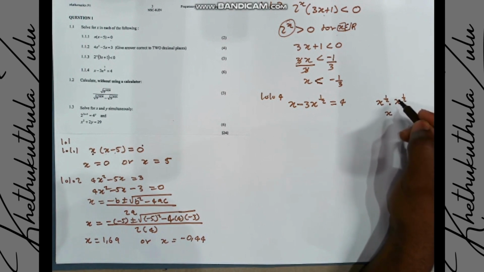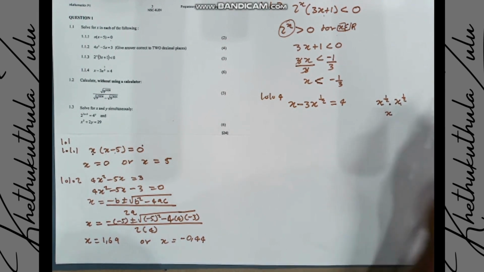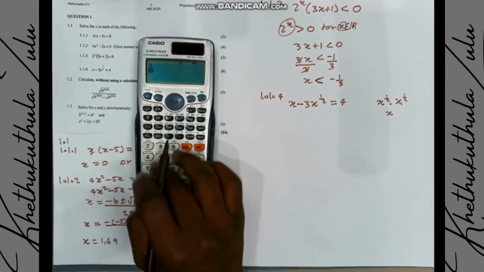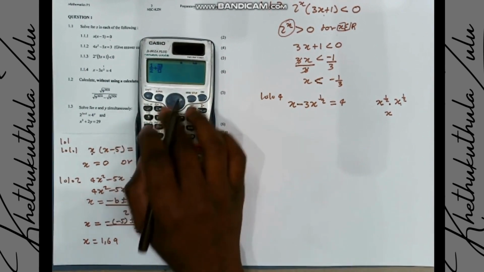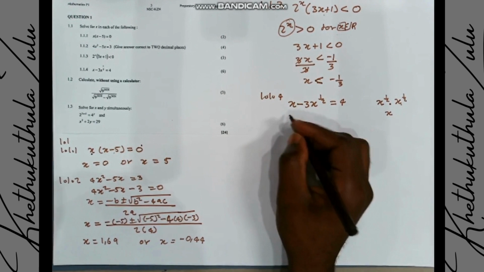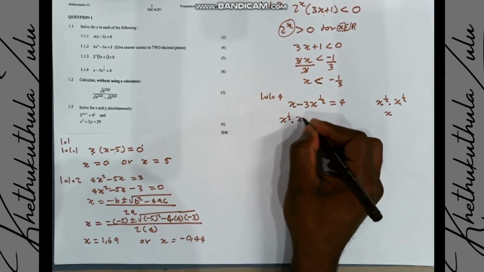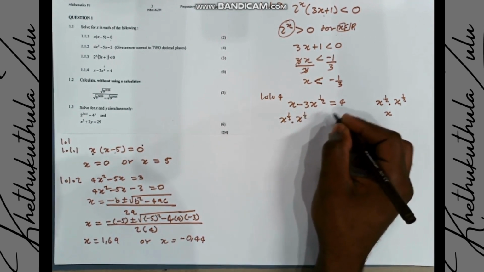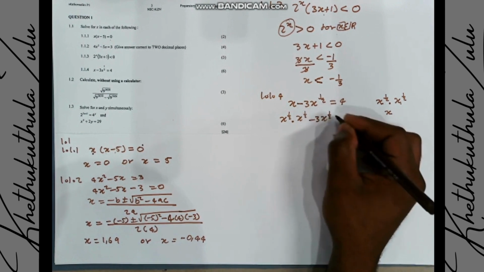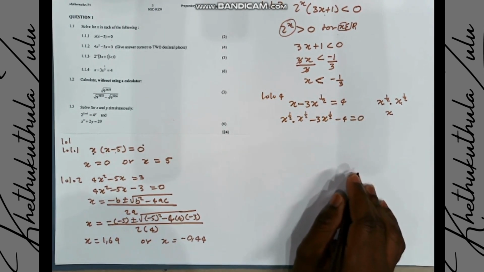Because I'm going to add the exponents, which is going to make this thing 1: 1 over 2 plus 1 over 2 is just 1. So I can separate this by saying x^(1/2) times x^(1/2), minus 3 times x^(1/2), and take this to the other side, equal to 0.